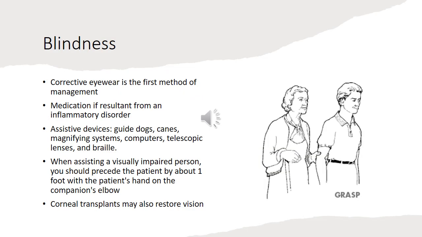Corrective eyewear is the first method of management for blindness. Medication is used if the blindness is a result of an inflammatory disorder. Assistive devices such as guide dogs, canes, magnifying systems, computers, telescopic lenses, and braille can also be used. When assisting a visually impaired person, you should precede the person by about 1 foot with the patient's hand on your elbow. Corneal transplants may also be used to restore vision.